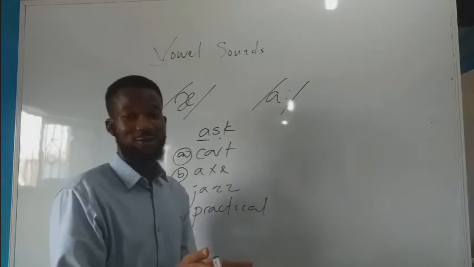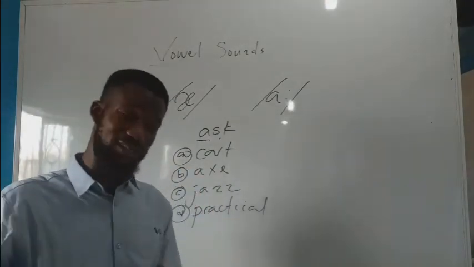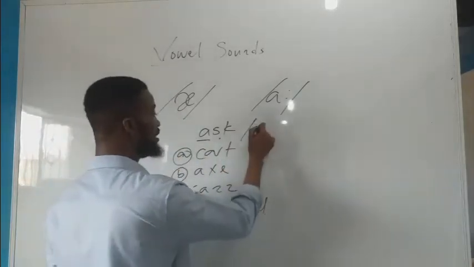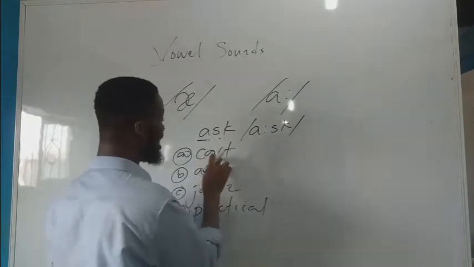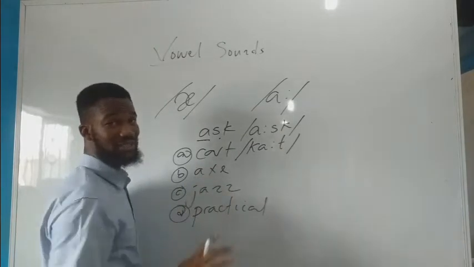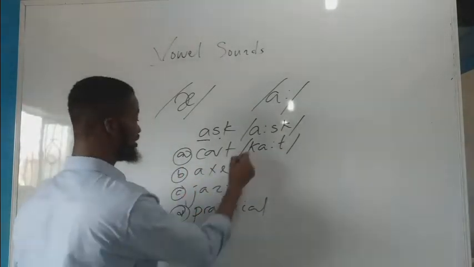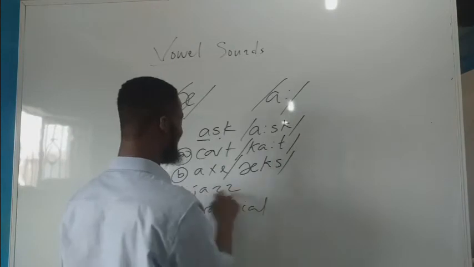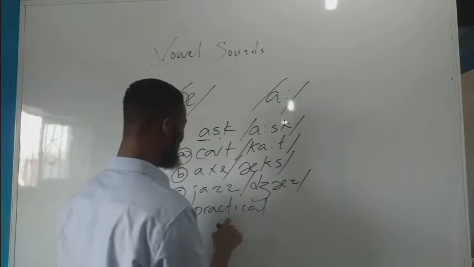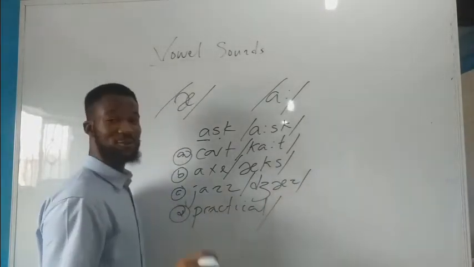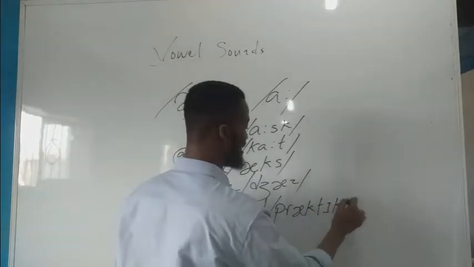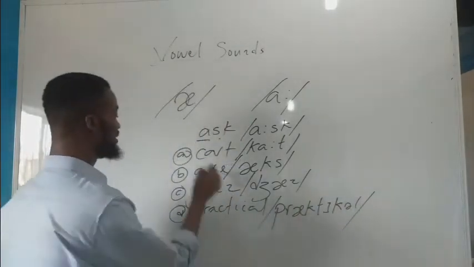To identify if a sound is long or short is highly dependent on the sounds that are around it in the word. AS will give us a long A sound. This is pronounced as ask. AR will also give us a long A sound. This is pronounced as cart. But when you see AX, it is going to maintain a short A sound. This is pronounced as axe. And AZ is a short A sound. This is pronounced as jazz. And option D, ACT, is going to be short. This is pronounced as practical. So with this, you realize that the only answer is option A.